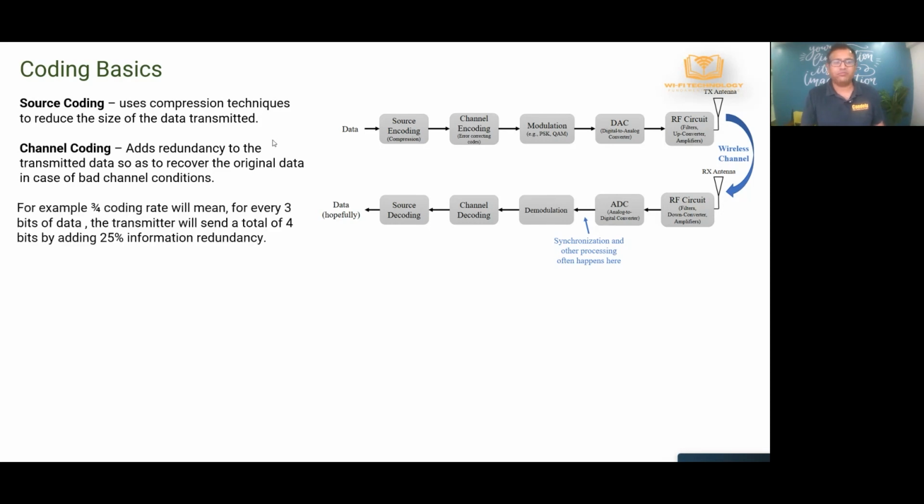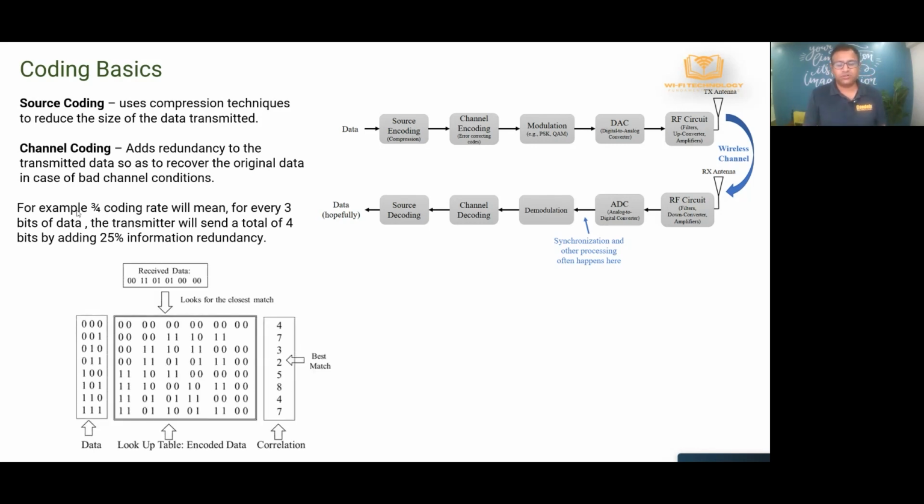In very simple terms, if you heard a term called 3/4 channel code, what that means is, for every 3 bits of information, you are actually transmitting 4 bits. So that means that you have an extra bit, which is the redundant bit. And so that means that there is an added 25% information redundancy. So the more redundancy you have, the more reliable your communication is. But again, the less your throughput, because you're adding more overhead. So again, it's a trade-off between throughput and reliability here as well.